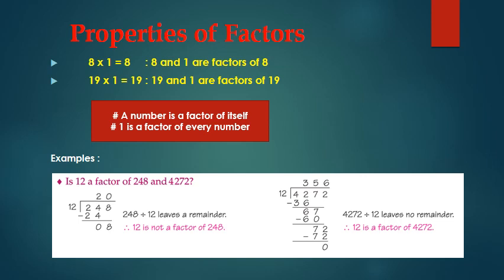Now let's come to the other number 4272. Let's again divide 4272 by 12. And what do we get? Well, we get 356 as quotient and 0 as remainder. So, 4272 is completely divided by 12, leaving no remainder, or the remainder is 0. So we can say that 12 is a factor of 4272.